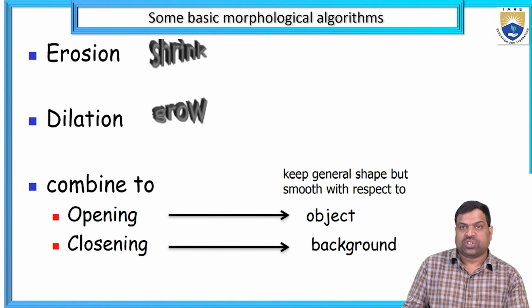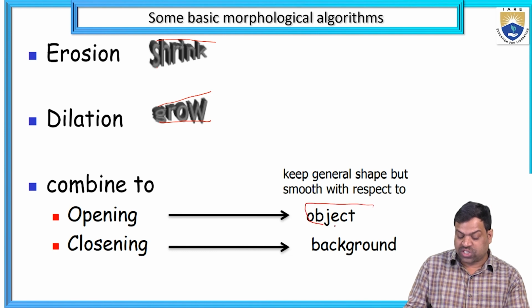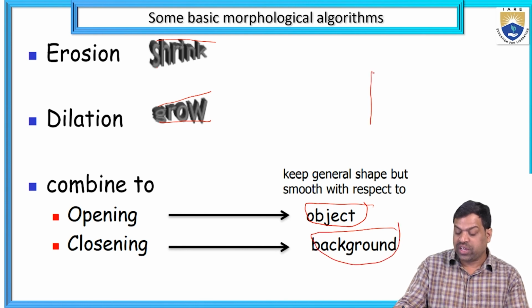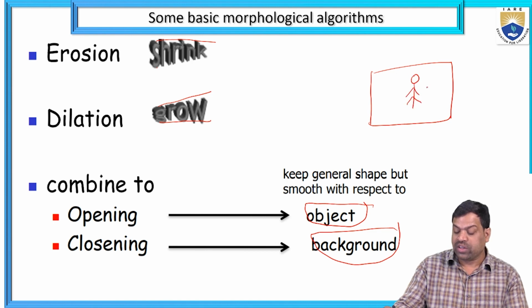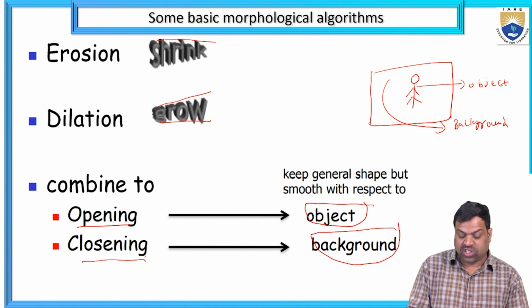What is erosion? Here in erosion, you can see the image going from increasing to decreasing order, and in dilation from decreasing to increasing. And opening is nothing but the object: what is the object selecting? That is opening. Closing means the background. Suppose I am taking one image, and in that image one person is there. This person is the object, and all of these are background. So, the object is opening and the background is closing.